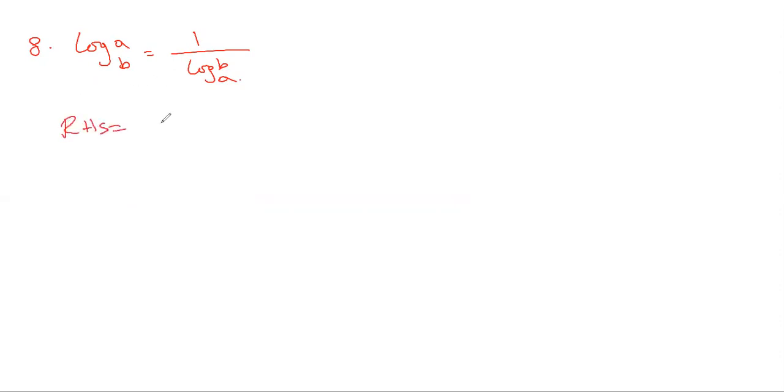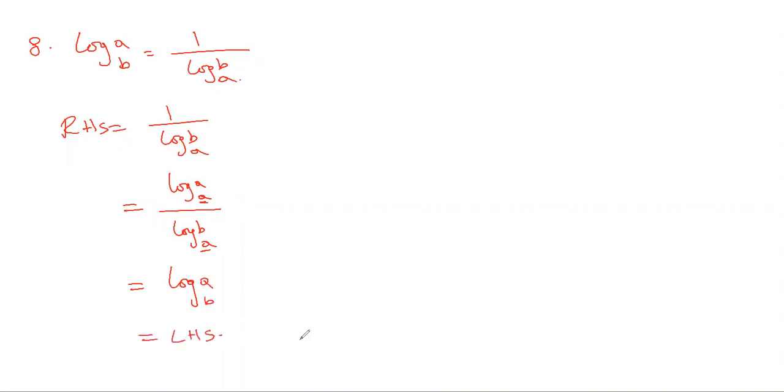RHS, if I start 1 by log b base a equal to 1 can be written as log a base a. In fact, I use the property 6 also. 1 is written as log a base a and log b base a. Now using the change of base formula, this will be log, this base and this base the same. Log a base b, which is equal to LHS. Right?